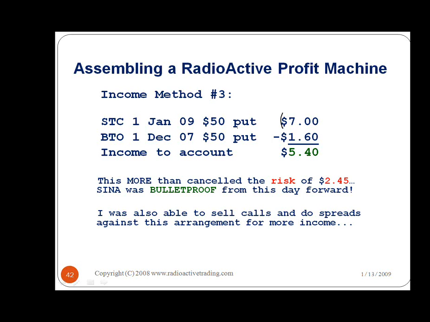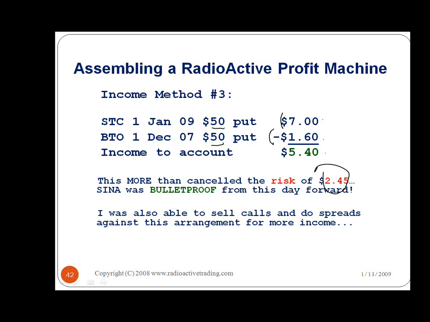I sold that put option, but rather than being unprotected, I bought another put option at the same strike, at the $50 strike. Okay, so I'm insured at the same level, right, Mike? That's right. The thing is that I have shorter time for this trade to play out, but that's all right, because now I've collected $7. I've spent $1.60. This $5.40 income more than cancels my risk of $2.45. Okay, now I still have the privilege of selling it for $50 a share, right? That's right.